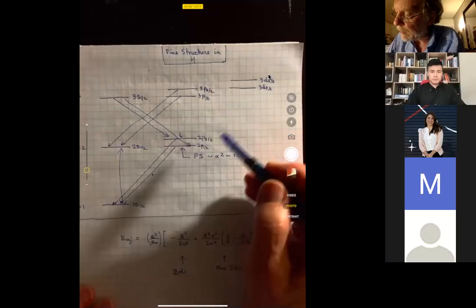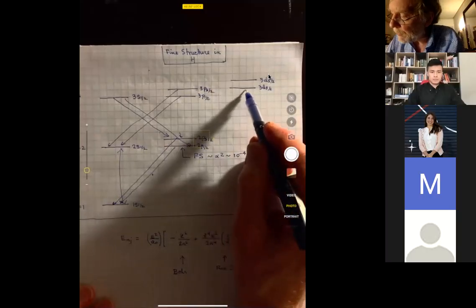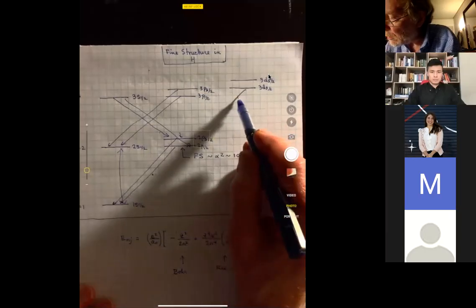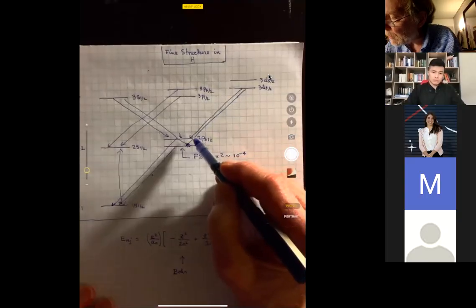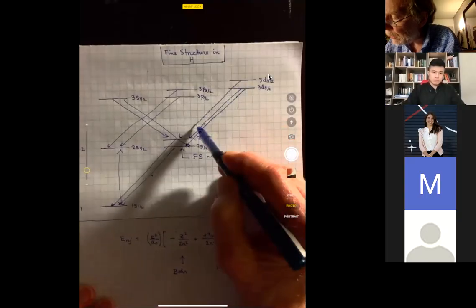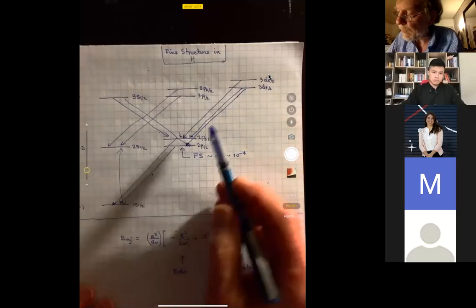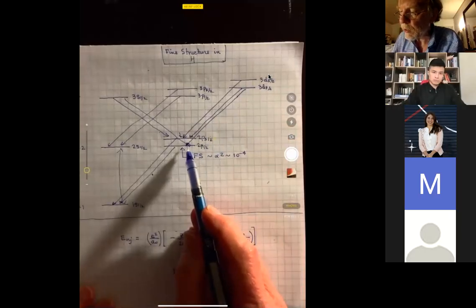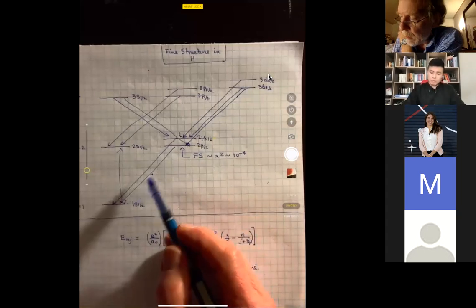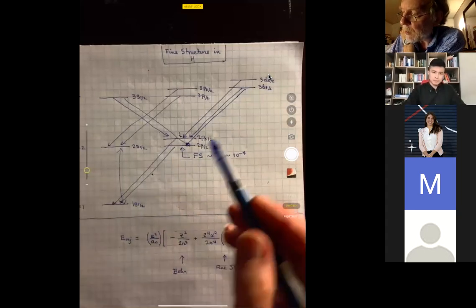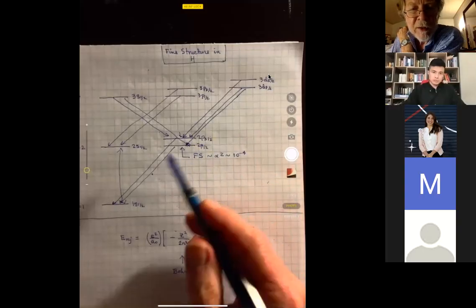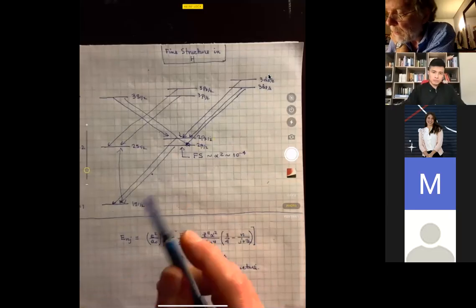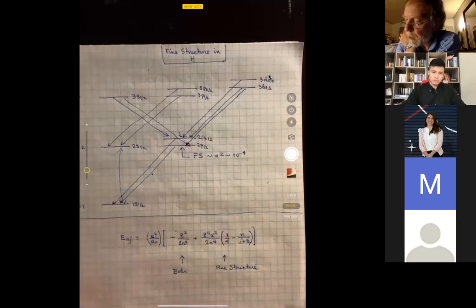If we look at the 3d to the 2p, the 3d 3/2 can make a transition to the 2p 1/2 or to the 2p 3/2. But the 3d 5/2 can only go to the 2p 3/2, because to go to the 2p 1/2 would be a delta J equals 2. So this line 2p to 1s is a doublet, but this line 3d to 2p is actually a triplet. This is what you'd see in the fine structure of the spectrum. All right, this is the basic outline of these transitions in the fine structure model.